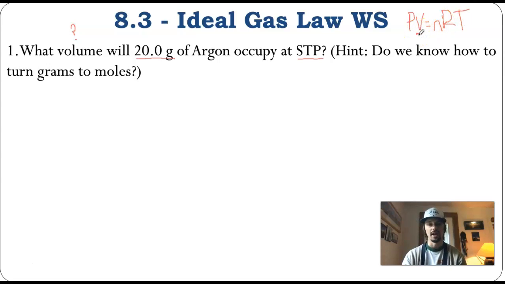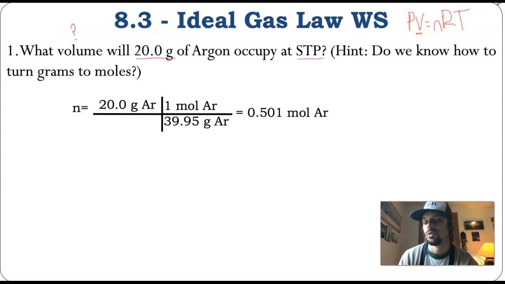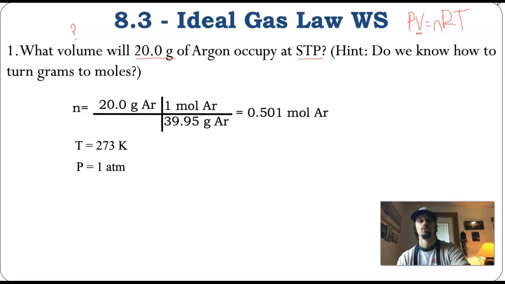So I see grams, that's not a variable, and I see STP. Well, that is a variable. Remember, STP is a temperature and a pressure. So my temperature is 273 kelvins, my pressure is 1 atm. But what about grams? Well, remember, and the hint says, can I use grams to get moles? And yes. So I take 20 grams and I convert to moles using my molar mass. Then my pressure and temperature are 273 Kelvin for temperature and pressure 1 atm.